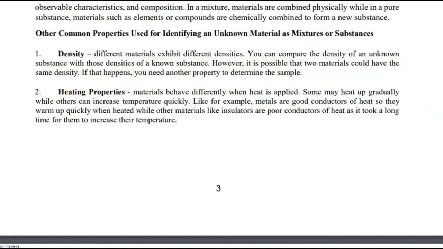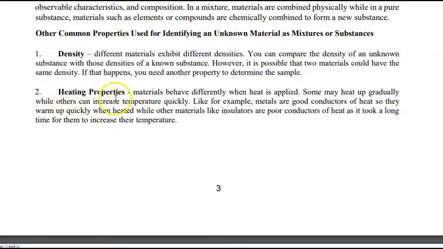Ibig sabihin, yung mga materials, meron silang kanya-kanyang densities. Meron akong isi-send sa inyo na table ng mga substances or materials na kasama yung kanilang density para malalaman nyo kung mixture ba yon or substance. Pero, there is a possibility na may mga materials na pareho sila ng density. Kaya kailangan natin pag-aralan yung ibang property nila para mas masabi natin kung mixture ba sila or substance.